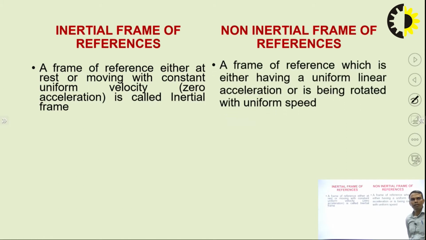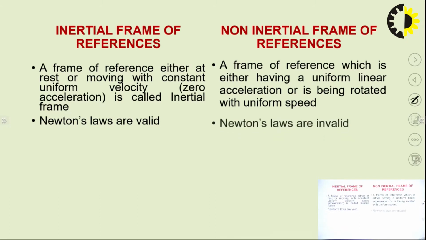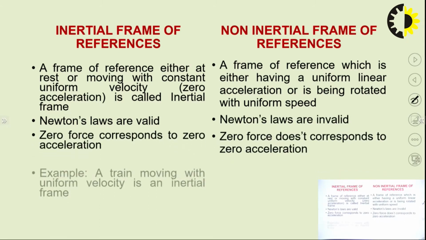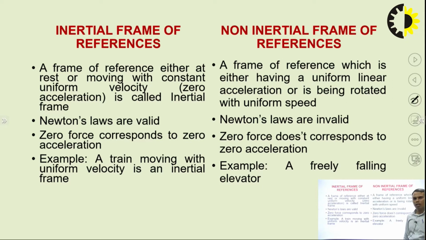An inertial frame is basically a frame in which all the laws of Newtonian mechanics are valid, especially the law of inertia. That is why it is called an inertial frame of reference. In a non-inertial frame, Newton's laws are not valid. An example of an inertial frame is a train moving with constant velocity. An example of a non-inertial frame is a freely falling elevator.